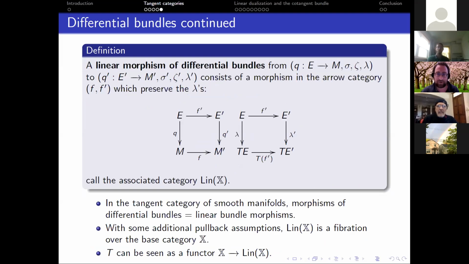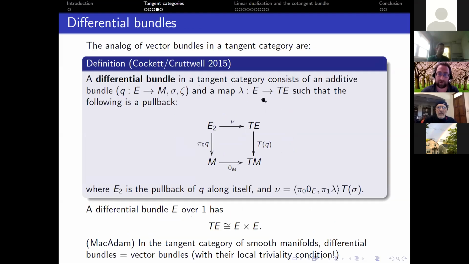Okay, we can talk about linear morphisms between them. So I've got two vector bundles, sorry, differential bundles, E, q over M, and E prime, q prime over M prime. A morphism between them would be the natural thing. First of all, it's a map in the arrow category, so it's a pair of maps which make this diagram commute. But then we ask that it preserve this special lambda map here, this kind of lift thing.